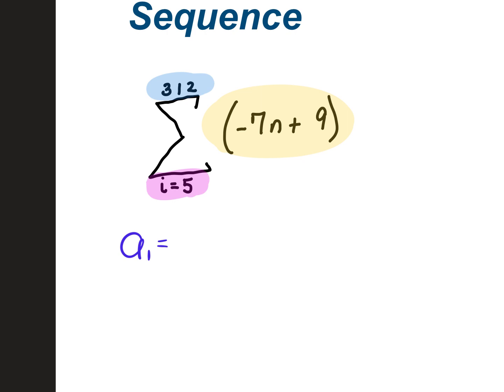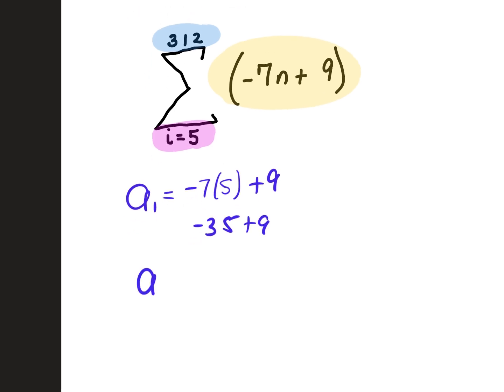Everybody understand that? So I'm going to say negative 7 times 5 plus 9. And again, I'm starting with 5 because that's the lowest number that they want me to use. So negative 35 plus 9 is what? Negative 26. So the first term of this sequence is negative 26.